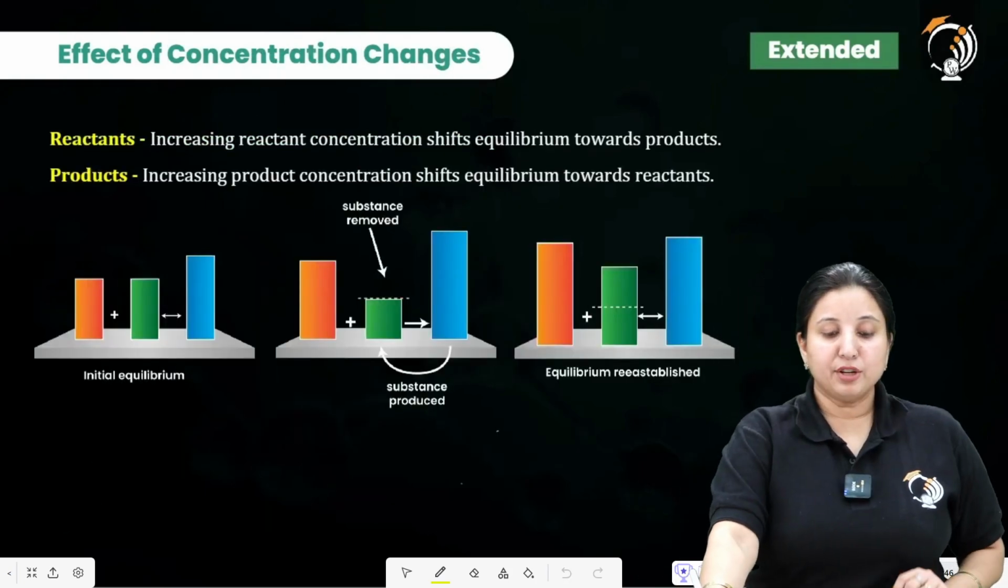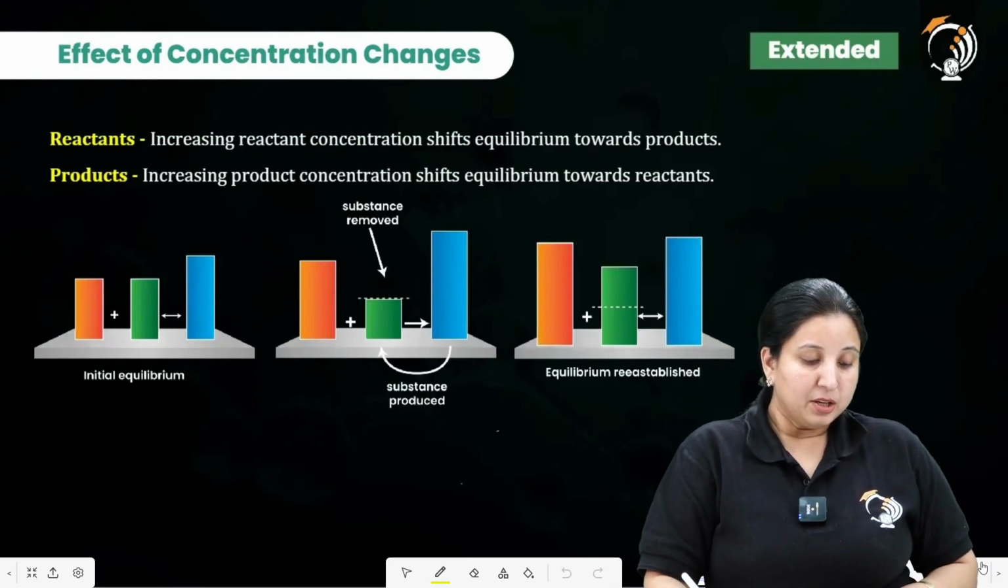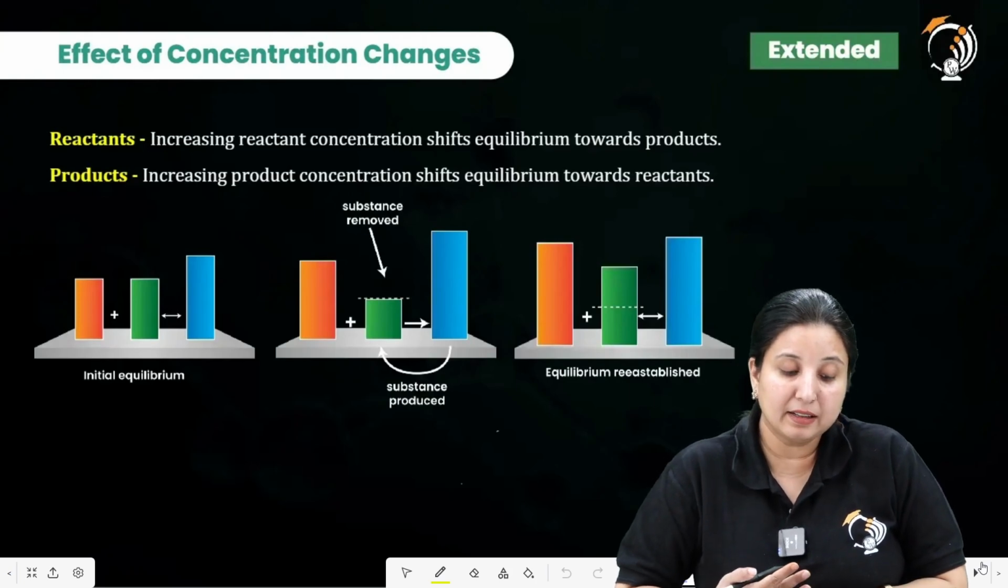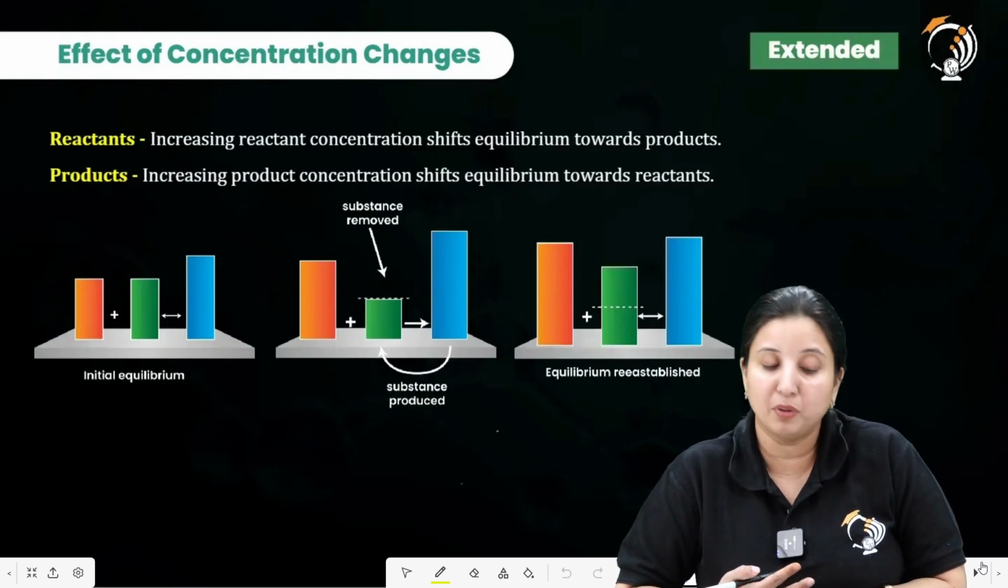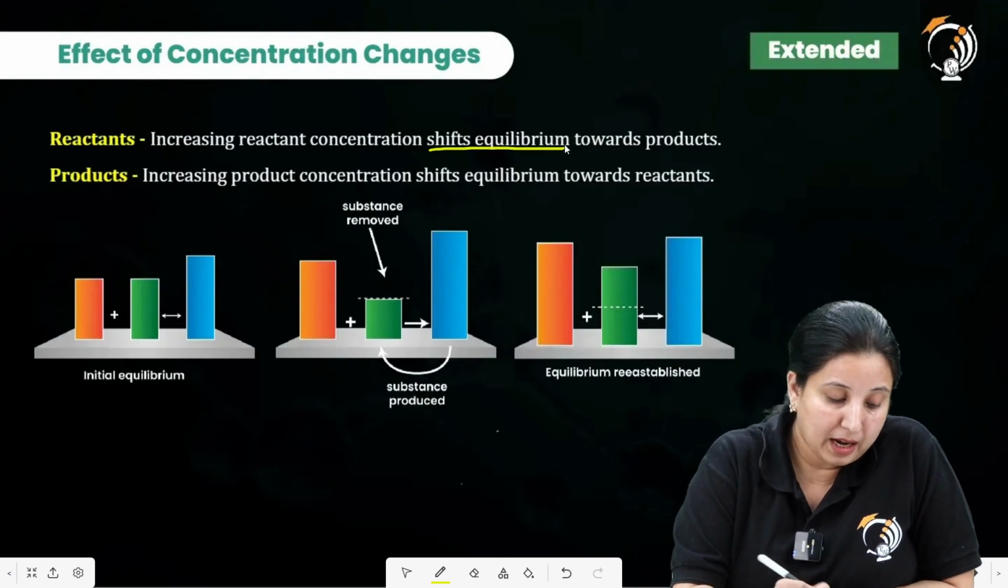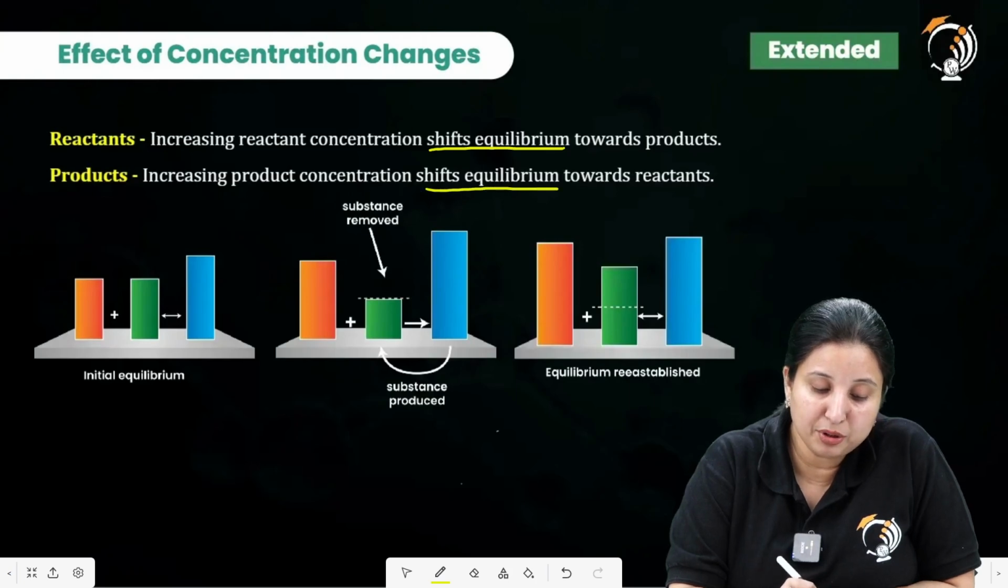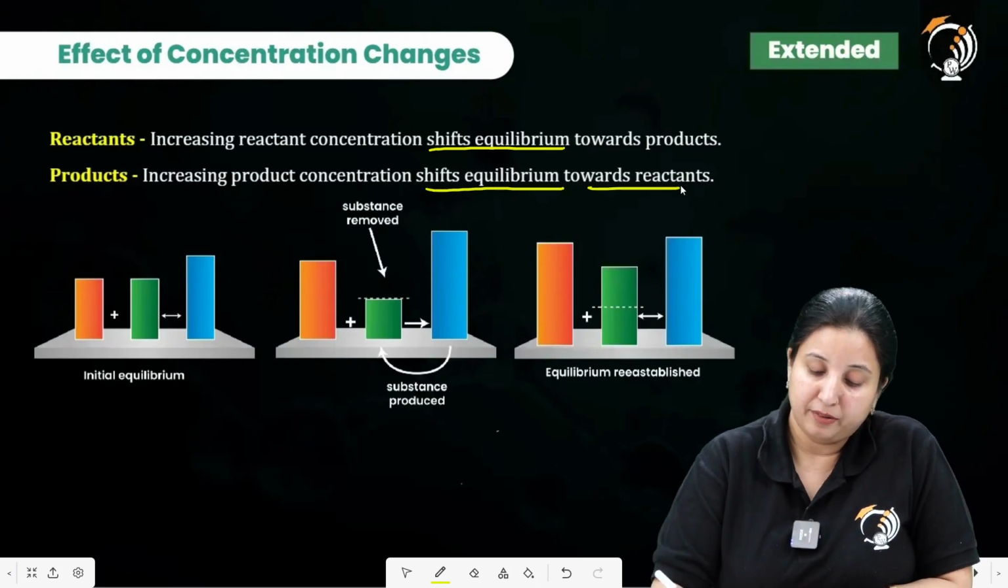Next is the effect of concentration changes. So if I talk about the reactants, increasing the reactant concentration shifts equilibrium towards the product, and if you are going to increase the product concentration, it is going to shift equilibrium towards the reactant.